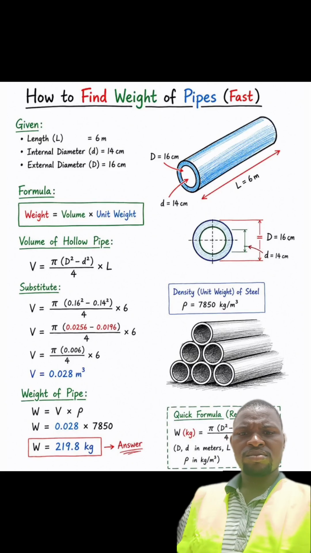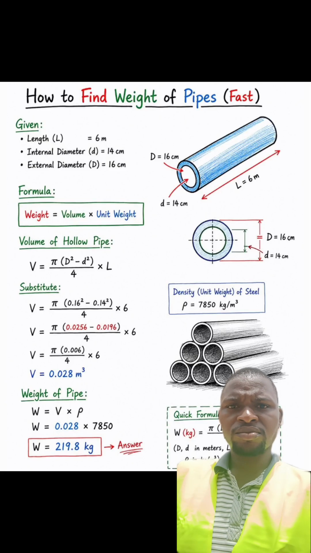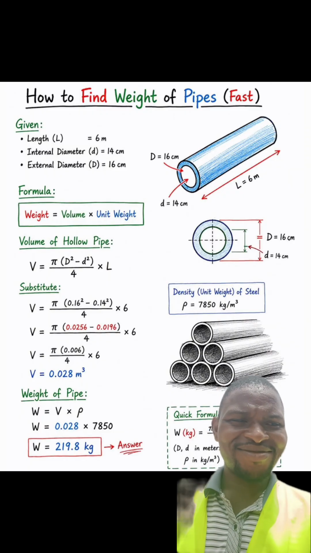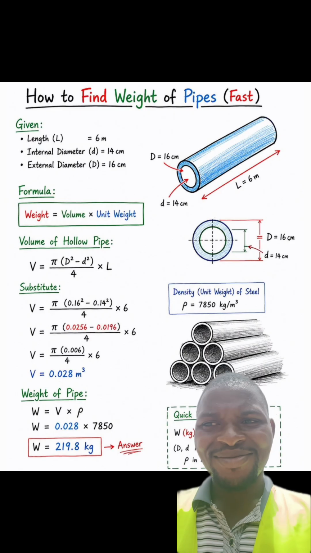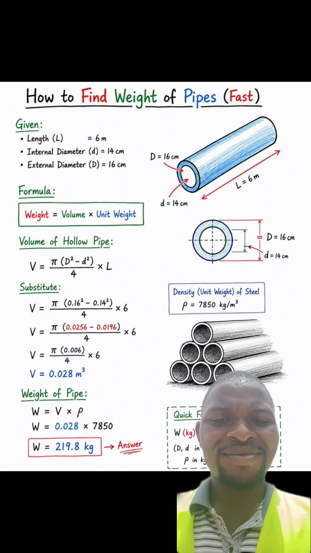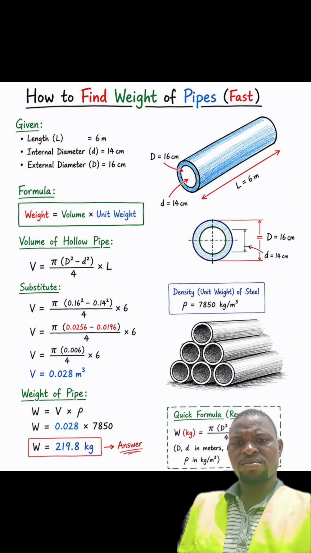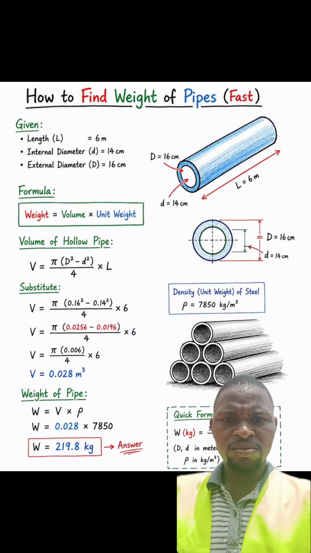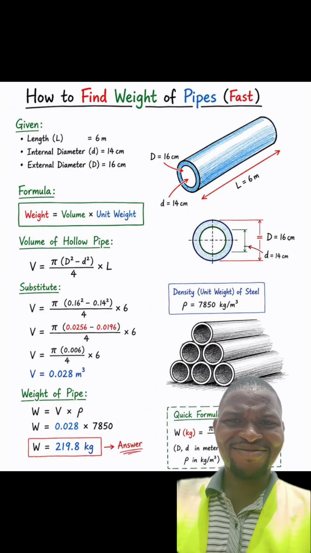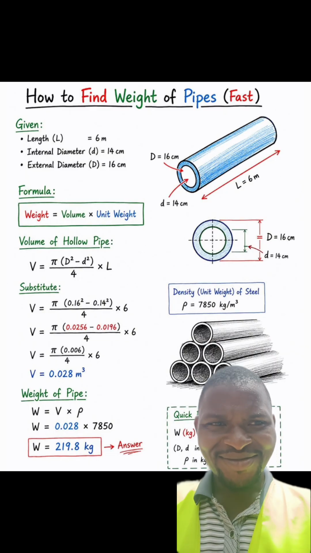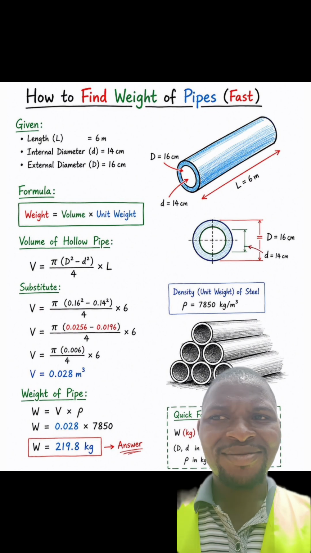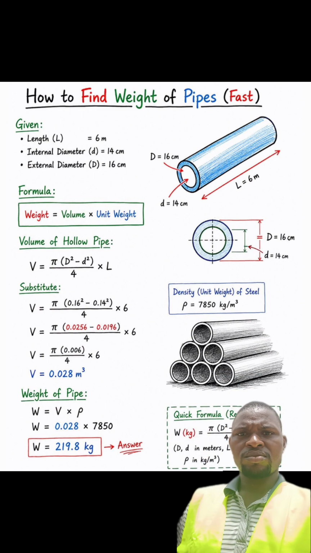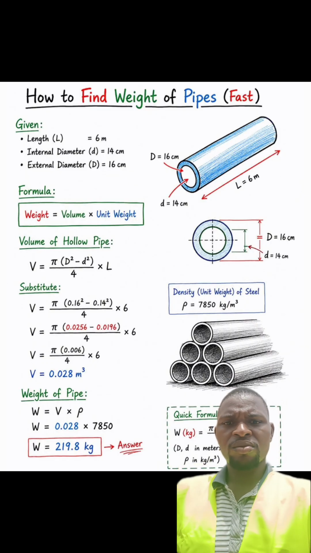Yeah, what we have here is how to find the weight of pipe. For the weight of your pipe, there are some little calculations you have to do. If you have a rod, like a reinforcement rod, the way you find the weight is similar to the way you find the weight of pipes. The only difference is that for a rod you use only one diameter, but here we are using two diameters because you have the internal diameter and the external diameter.